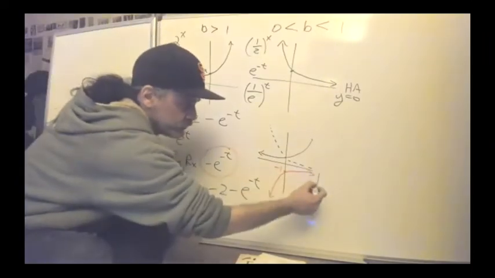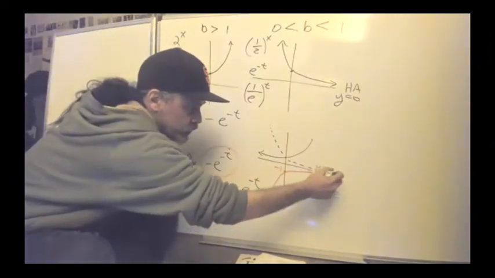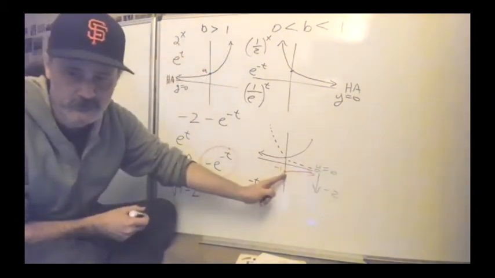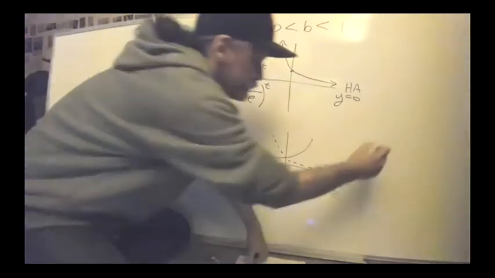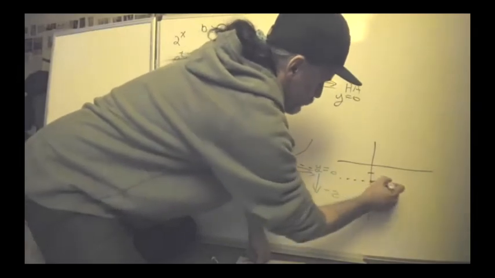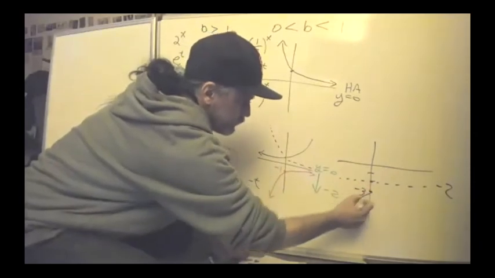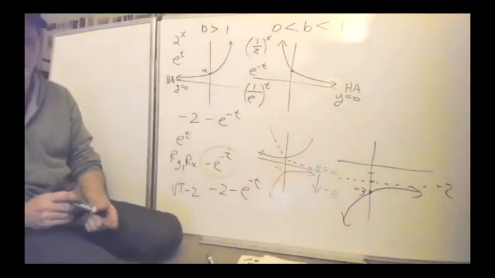Okay, and then the last step, this is dropping down 2. So this is dropping down 2. So the y equals 0 is going down, and the point on the y-axis is going down. So that means right here, -2, and right here at -3, that's the graph.